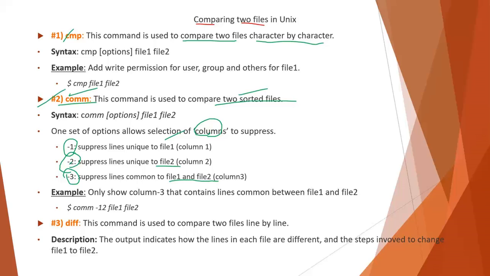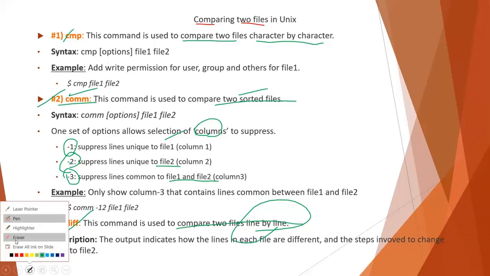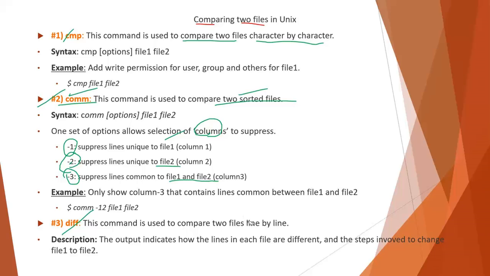Okay, so this is also used to compare two files. And at last we have one more command called the diff command. This command is used to compare two files line by line. So it is going to compare line by line. So line by line comparison is done by this command called diff.